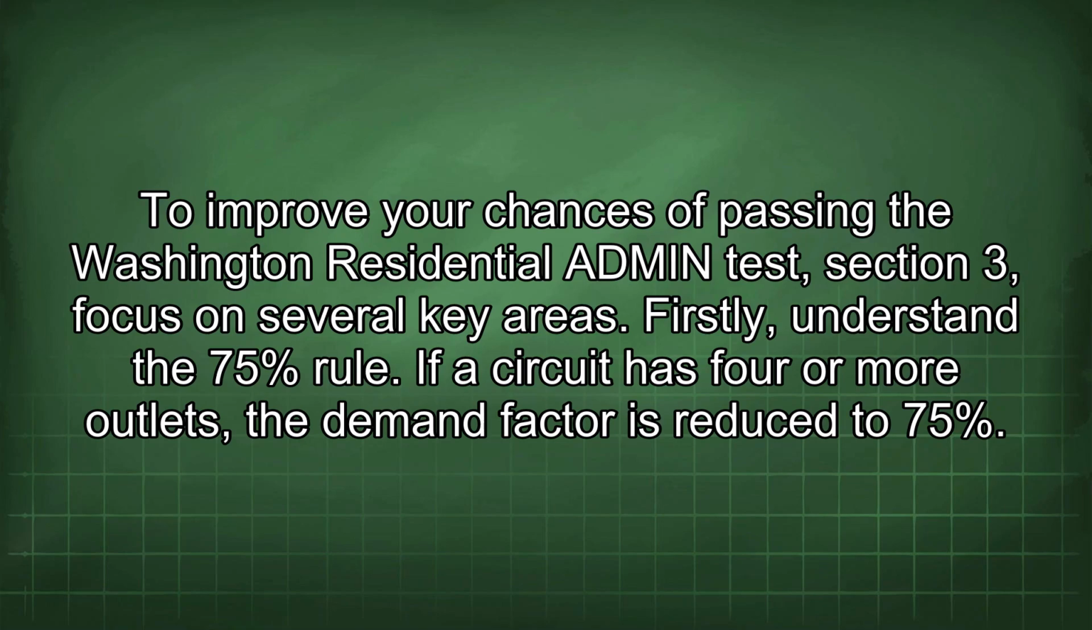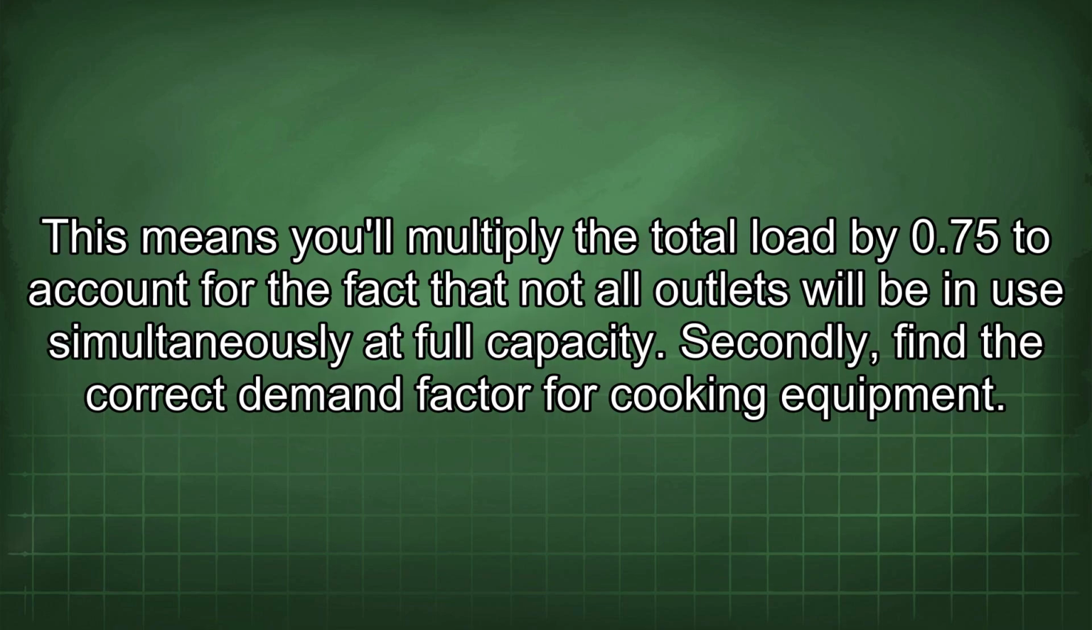To improve your chances of passing the Washington Residential Admin Test, Section 3, focus on several key areas. Firstly, understand the 75% rule. If a circuit has 4 or more outlets, the demand factor is reduced to 75%. This means you'll multiply the total load by 0.75 to account for the fact that not all outlets will be in use simultaneously at full capacity.